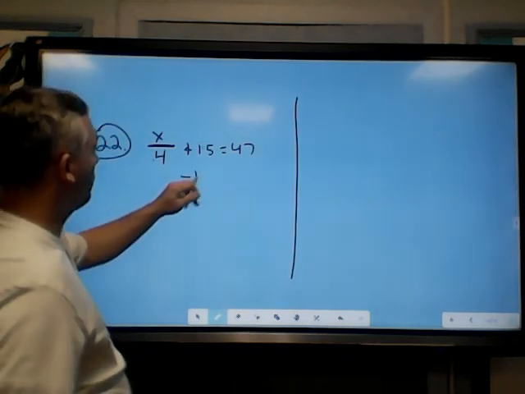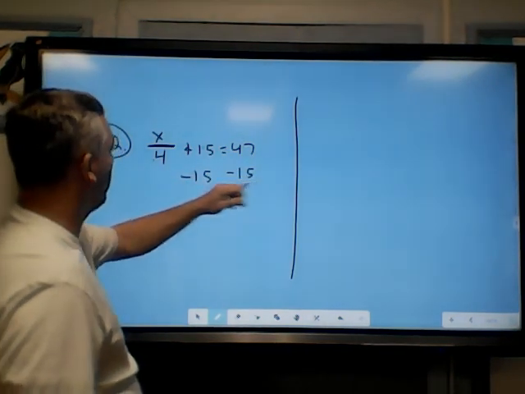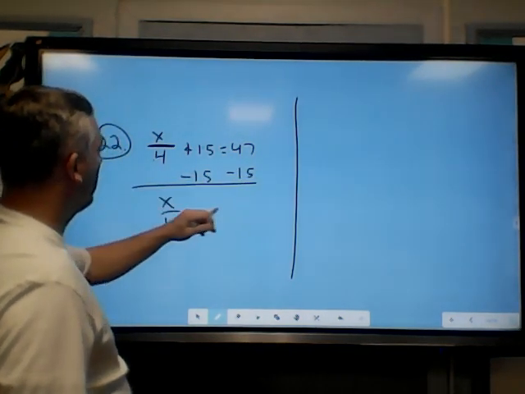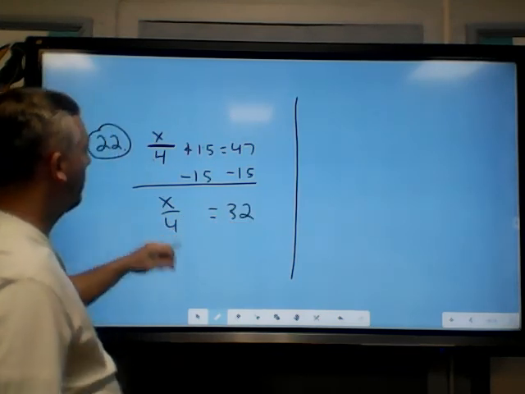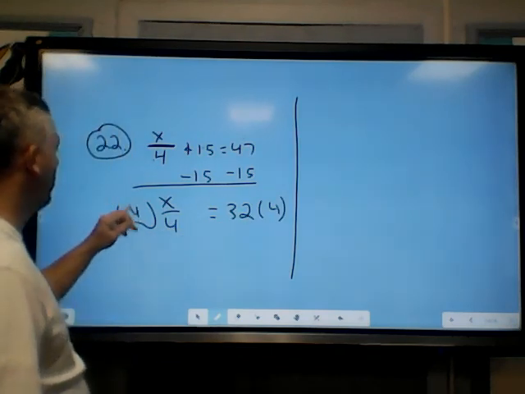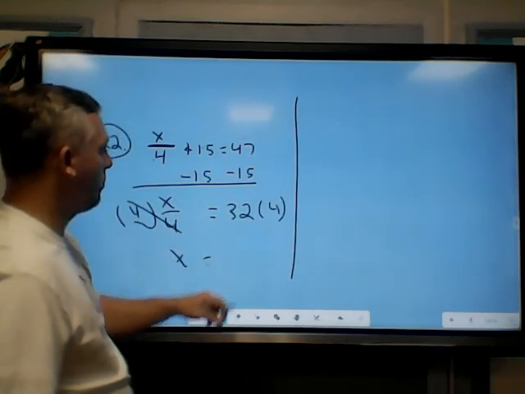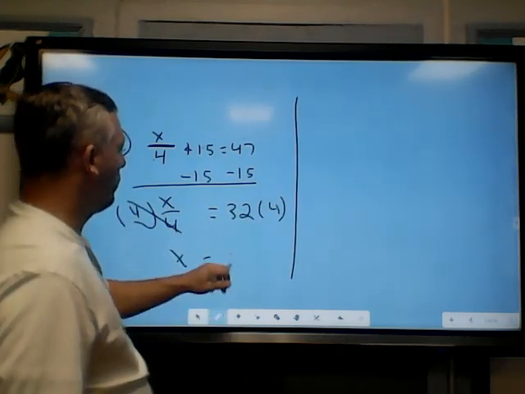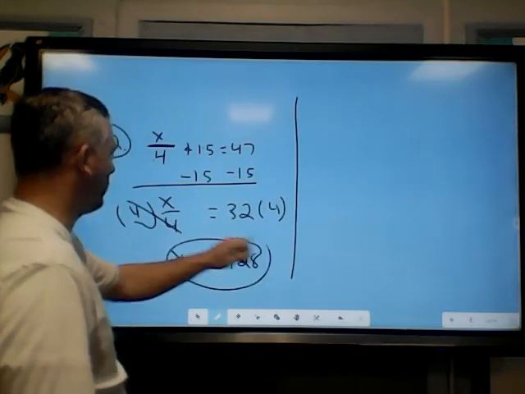So the first step is to subtract 15 from both sides. So x over 4 equals 32. This means to divide, so we're going to do what? We're going to multiply. So x equals, what's 4 times 32? 128, and that's my answer, 128.